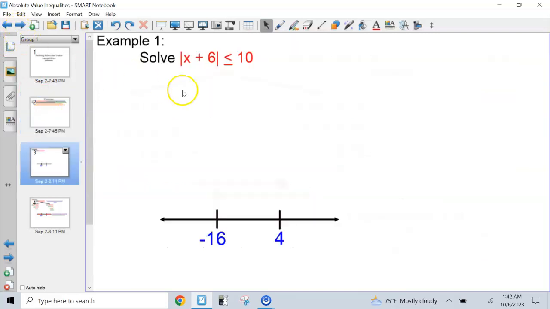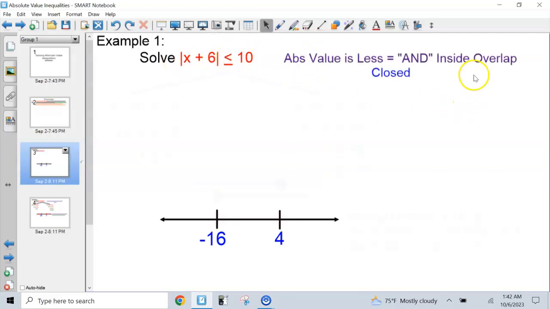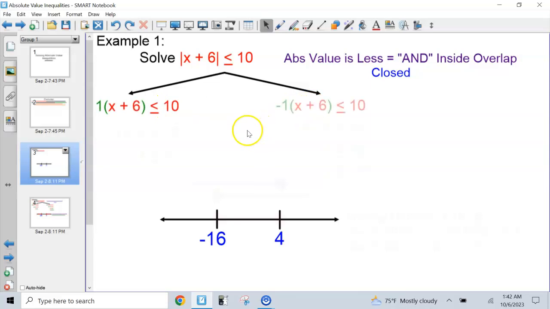Here's our first example. Solve absolute value of x plus 6 is less than or equal to 10. Notice absolute value is less, so I know right away this is an and. That means the inside should overlap, and this is going to be closed. So I'm going to make the two cases: positive 1 parentheses, negative 1 parentheses.